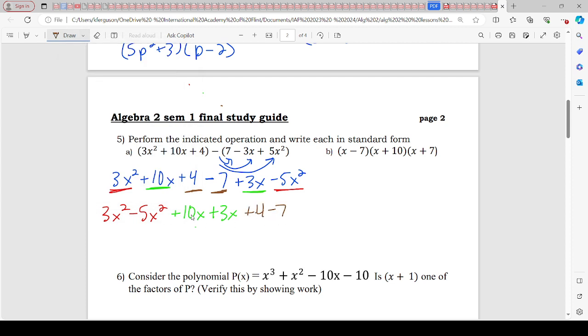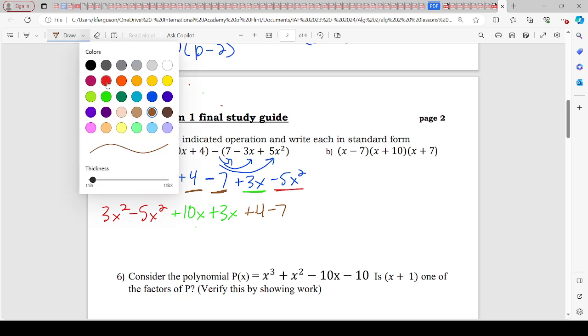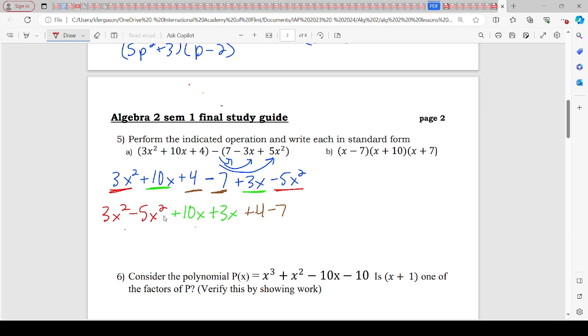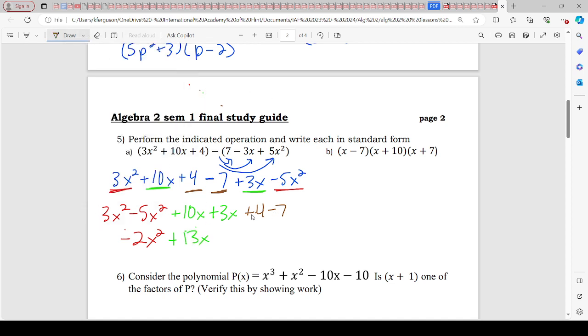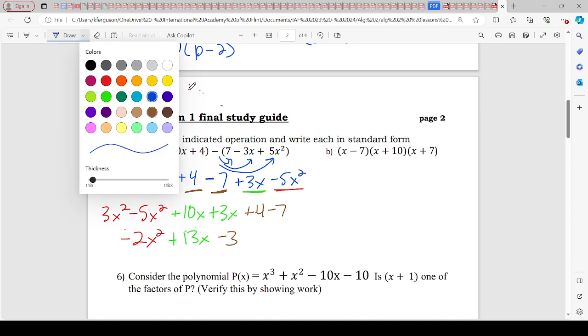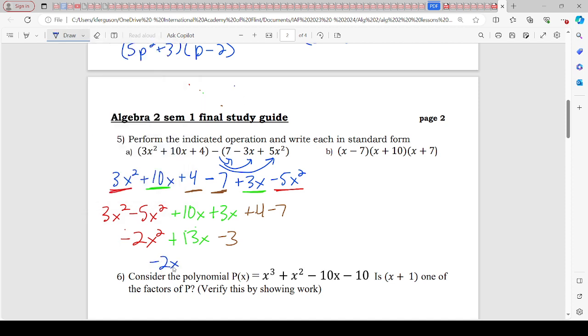So then I just compute each one of those out. 3x squared minus 5x squared, with the bigger number second, is negative 2x squared. Then 10x plus 3x is 13x. And finally, plus 4 minus 7, with the bigger number second, is negative 3. So my final answer is negative 2x squared plus 13x minus 3.